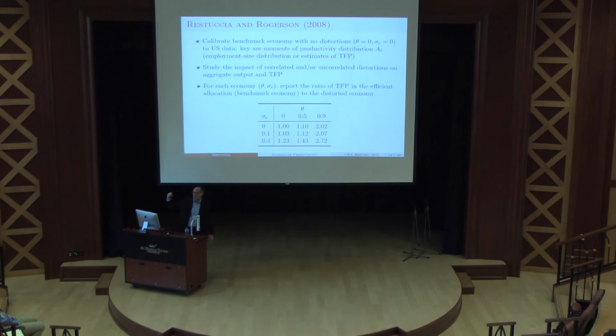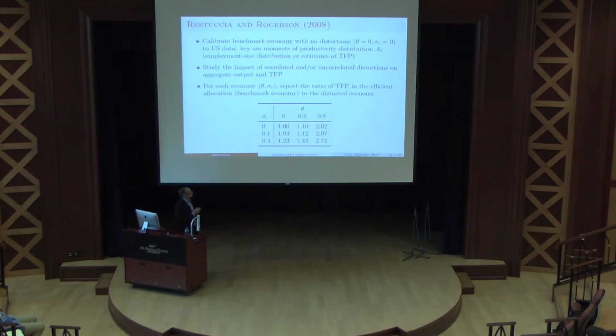And I'm going to report the ratio of the output of the benchmark economy, which is a non-distorted economy, so this is going to be the efficient output, relative to the output of this distorted economy, okay? And I do that for several combinations of theta and combinations for those random distortions. Although the numbers are different from what we report in the article with Rogerson, mainly because here I have characterized these distortions in a much more general way, which I think is useful, the message is the same.